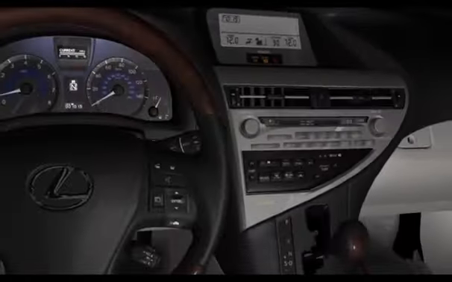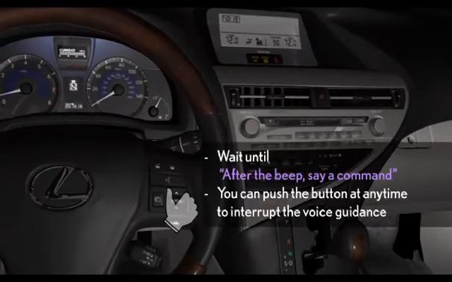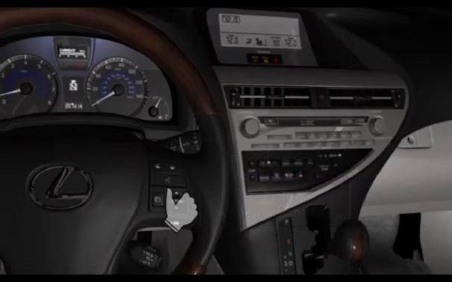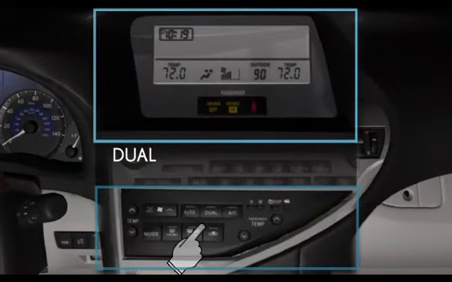or push the voice command button. After the beep, please say a command. You must wait until after the beep to say a command. You can push the button at any time to interrupt the voice guidance and say a command such as a temperature, 72 degrees. Dual allows separate temperature settings for driver and passenger.